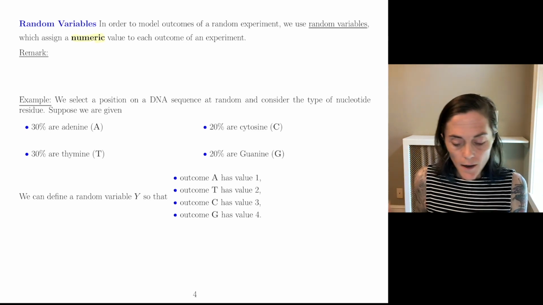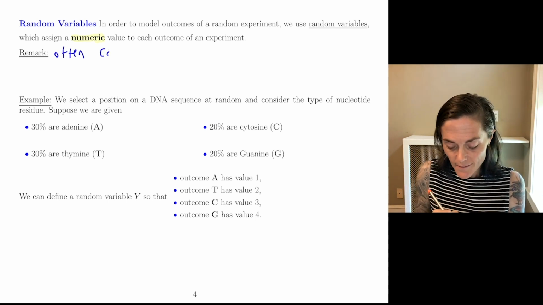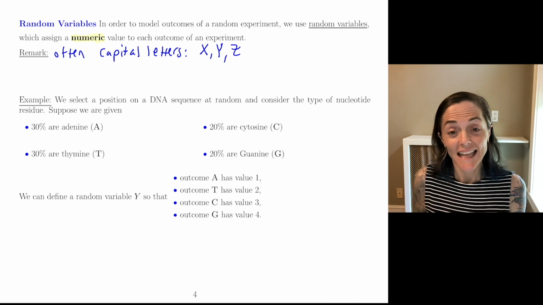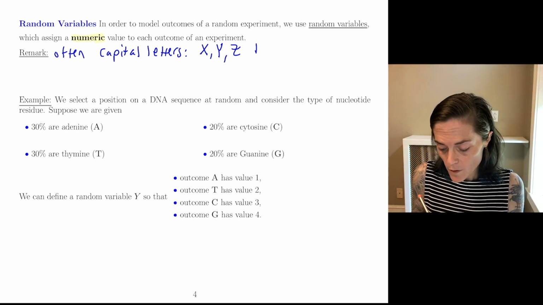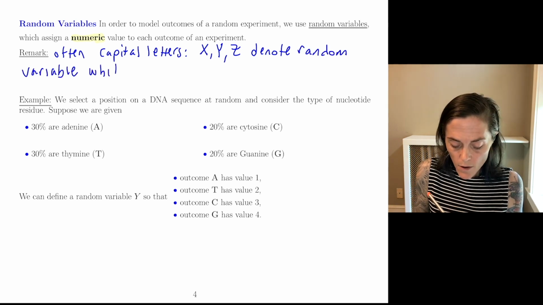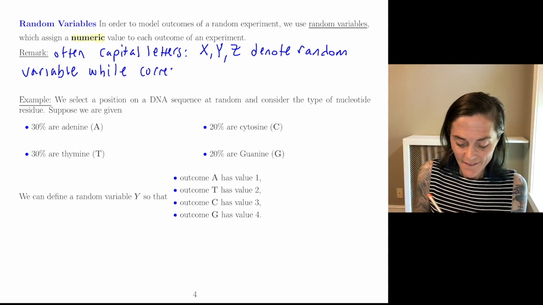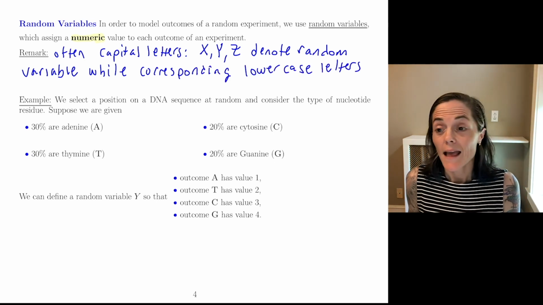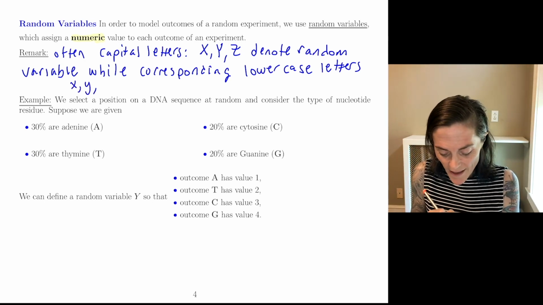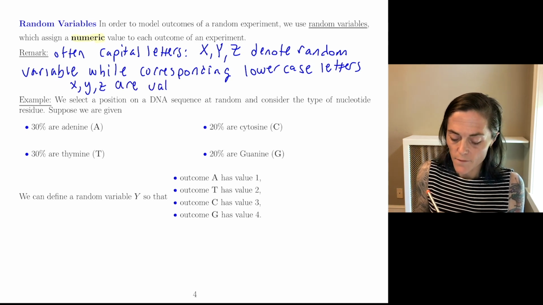Now, as a remark, this is really a remark on notation. Often capital letters, such as, say, capital X, capital Y, capital Z, like this, denote the random variable, while the corresponding lowercase letters, this would be, for example, little x, little y, and little z, are values of the variable.